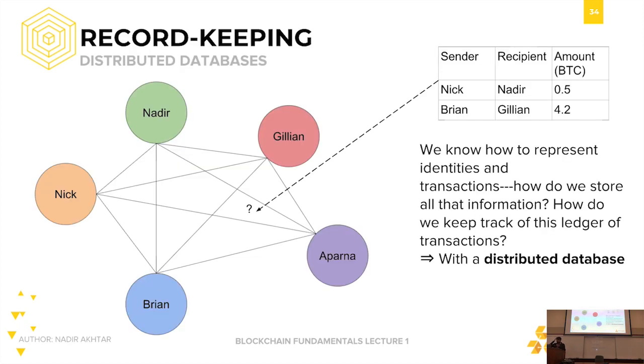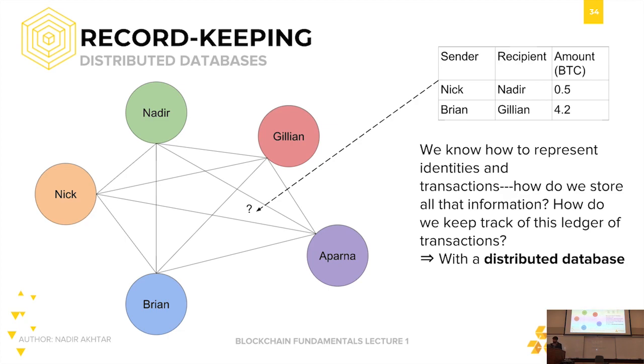So we know that in a traditional system, you have a single database run by a single company where they can access all this information at their leisure. They can update it at their leisure. They don't need to coordinate with anyone else. And that makes it efficient. It makes it easy to control. But in this decentralized system, where we don't trust anyone, how do we ensure that happens?